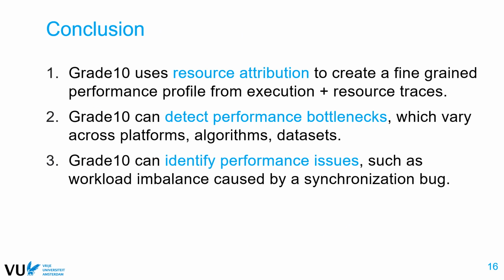In conclusion, we have shown how Grade10 collects and combines execution and resource traces to create a fine-grained view of a graph application's performance through a process called resource attribution. We have shown that performance bottlenecks vary greatly across graph processing platforms, algorithms, and datasets, thereby confirming the need for comprehensive performance characterization in distributed graph processing, as provided by Grade10. And we identified, using Grade10's performance issue identification process, a previously undiscovered and spurious synchronization bug in Powergraph.